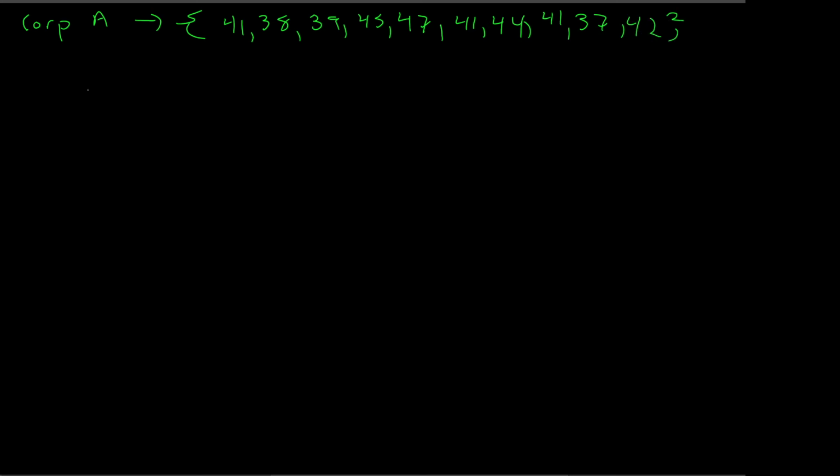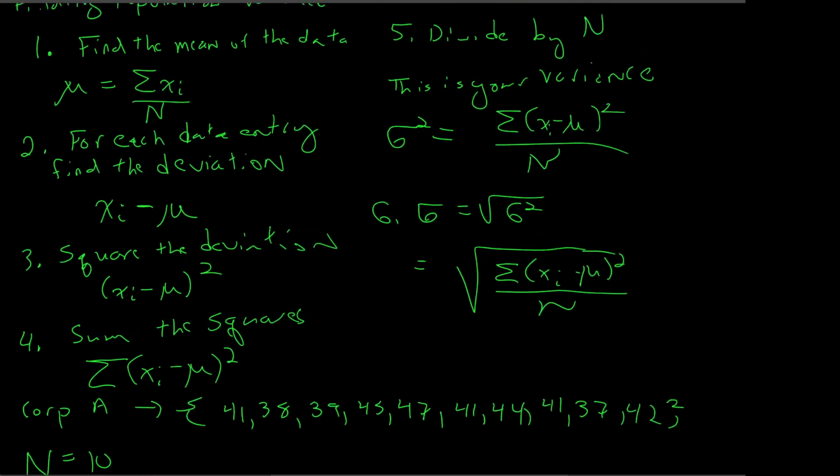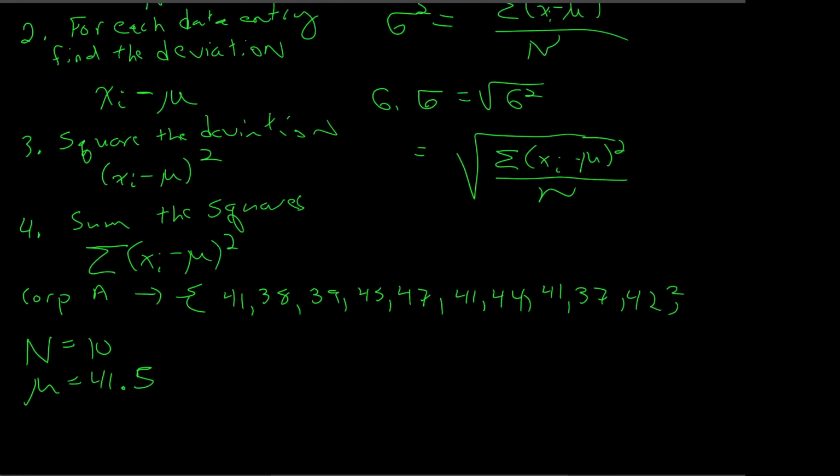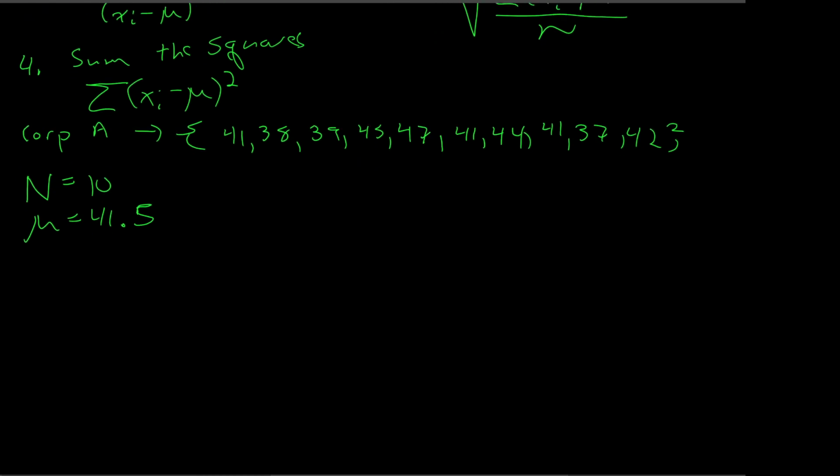And we knew there were 10 data entries, so I'm going to write n is equal to 10. We also knew that the mean was 41.5. And these are in thousands, if you didn't recognize that when I was saying the starting salaries. And so our mean was 41.5. If we sum this up and divide by 10, we get 41.5. And so what we can do is, looking at each data entry, we can find the deviation. So we're going to go back up to these steps here. We found the mean. For each data entry, we're going to find the deviation. We're going to square it, and then we're going to sum the squares.